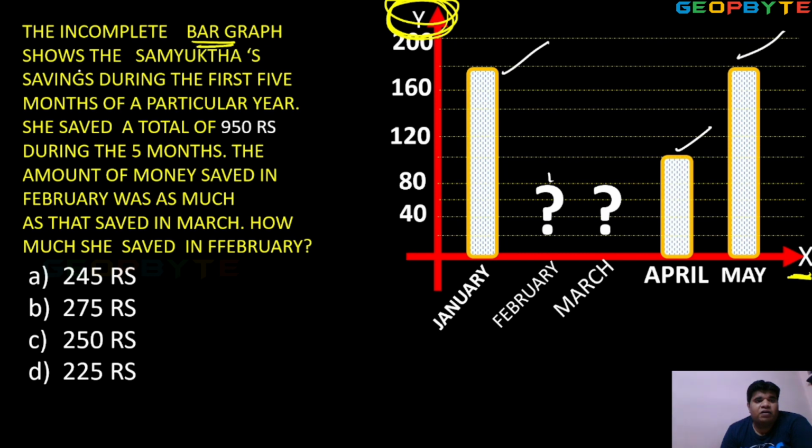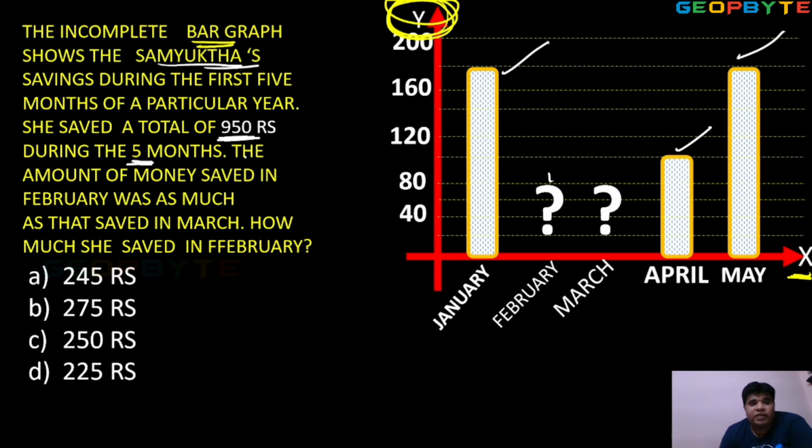The incomplete bar graph shows Samyukta's savings during the first 5 months of a particular year. She saved a total of 950 rupees. So totally she saved 950 rupees in the 5 months.